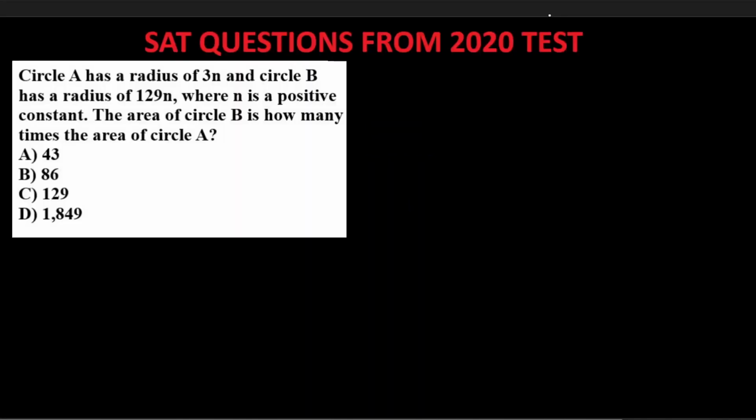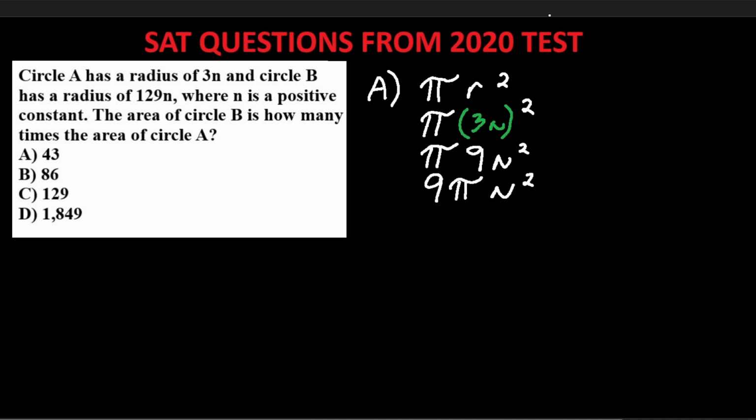Circle A has a radius of 3n, and circle B has a radius of 129n, where n is a positive constant. The area of circle B is how many times the area of circle A? Let's work them out. For circle A, start off with the formula, then we substitute for r, and the radius for circle A is 3n. Then we square the radius. So we get 9 pi n squared, and we repeat the procedure for B.